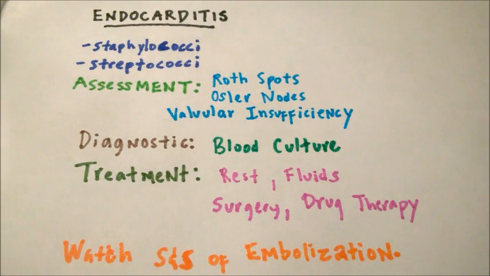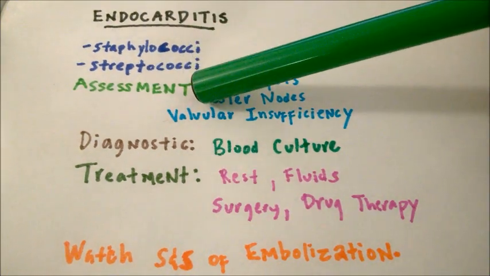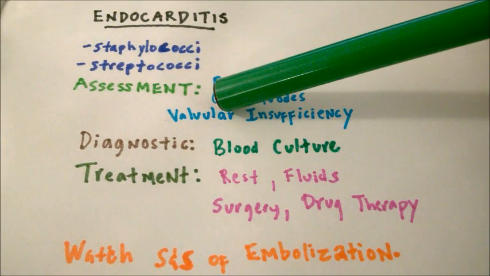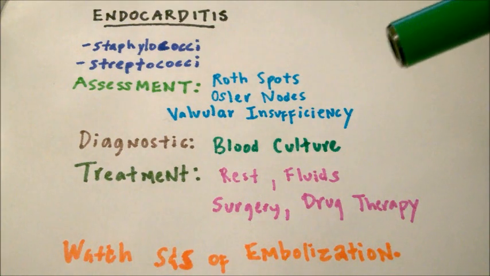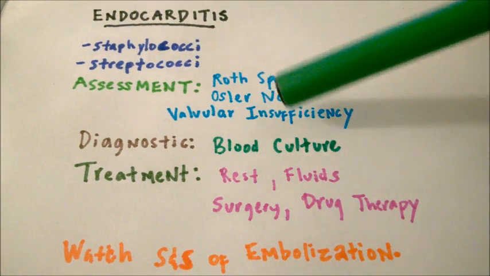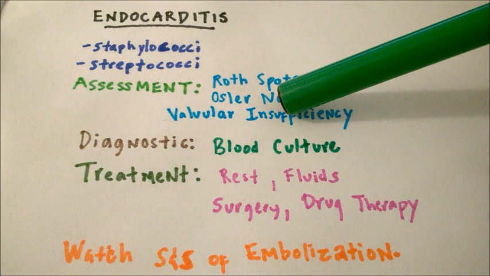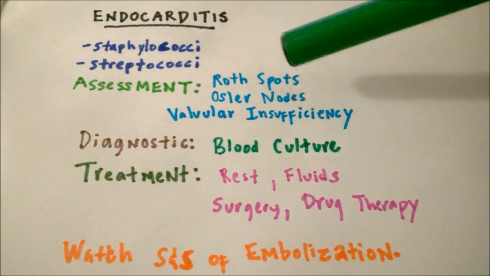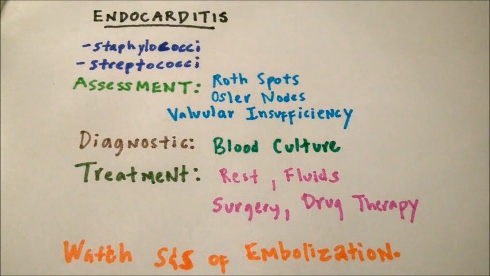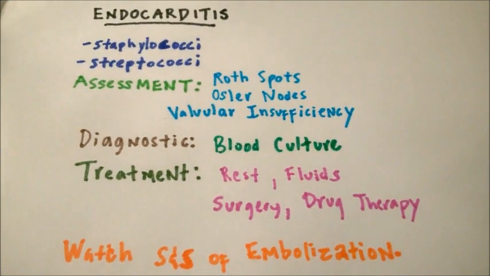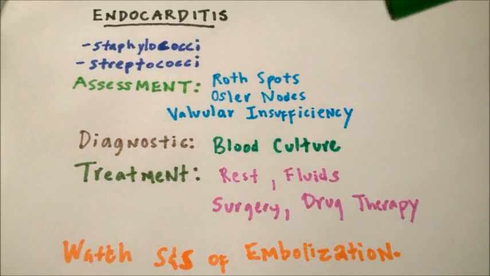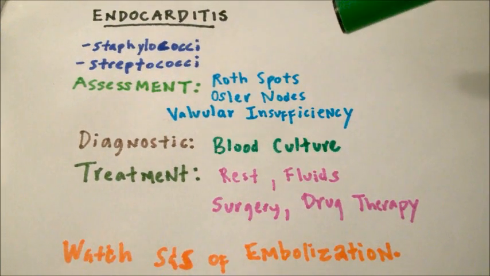Now, looking at the assessment, how do we assess our patients? Aside from the usual fever, chills, and fatigue, the patient can also have symptoms that are uncommon in other diseases, such as Roth spots. Roth spots is basically when you see white centers on the retina of our patient, and those white centers are actually hemorrhagic areas.